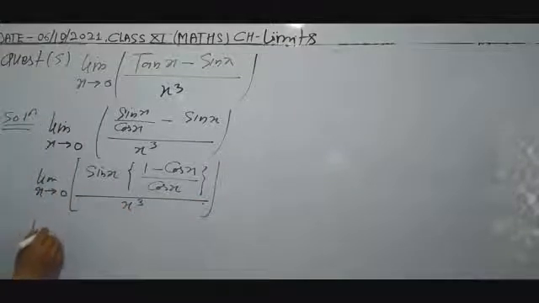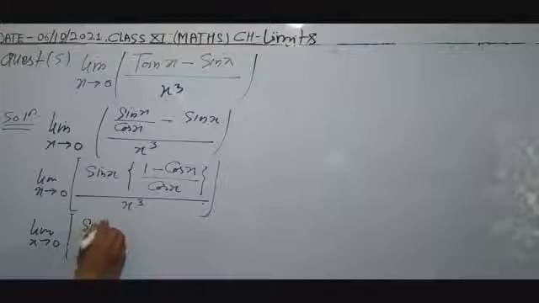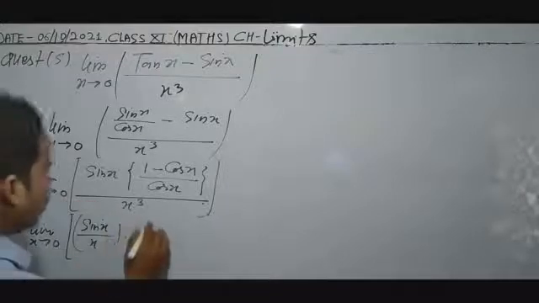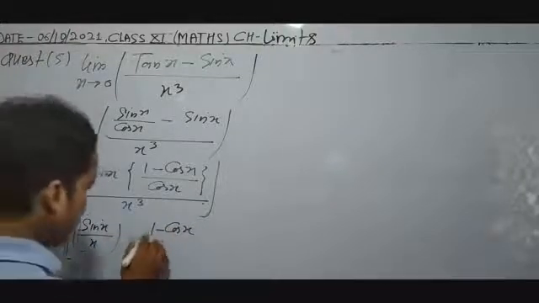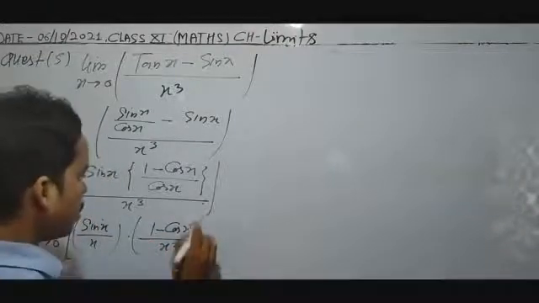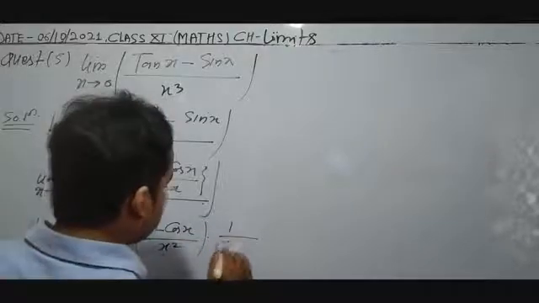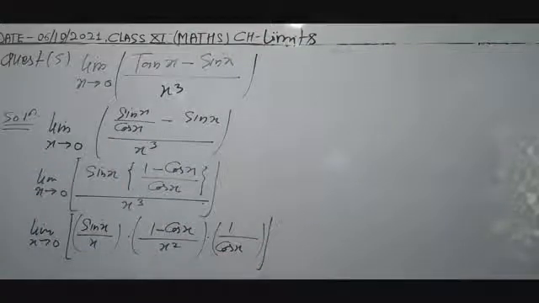Now limit x tends to 0, this one we can write as sin x upon x into 1 minus cos x whole upon x square into 1 upon cos x. Now we have to operate the limit on 3 parts.